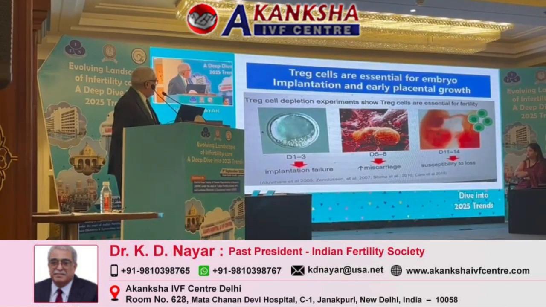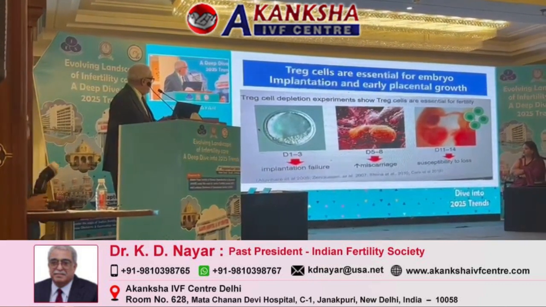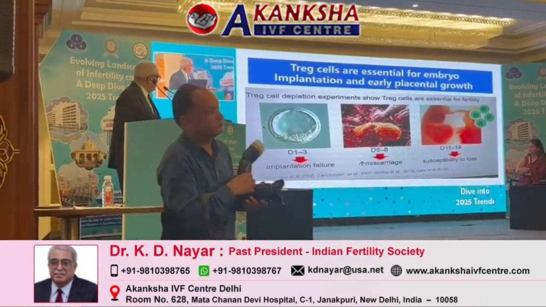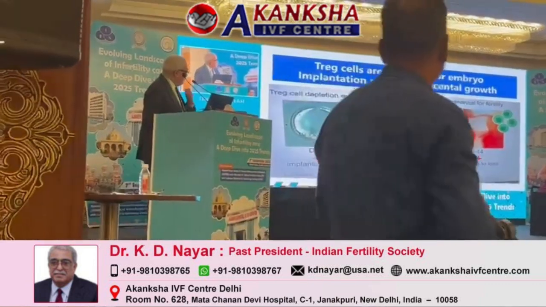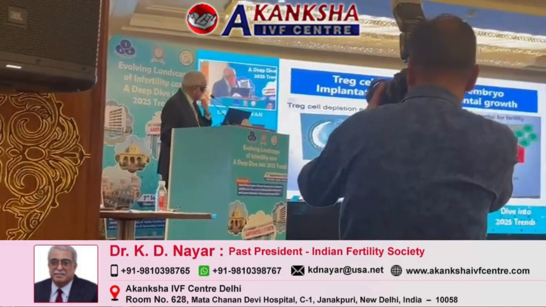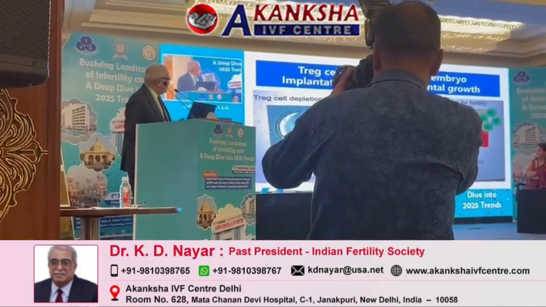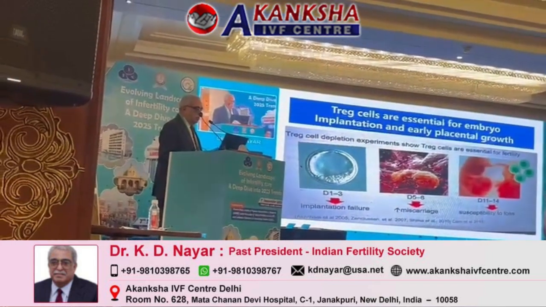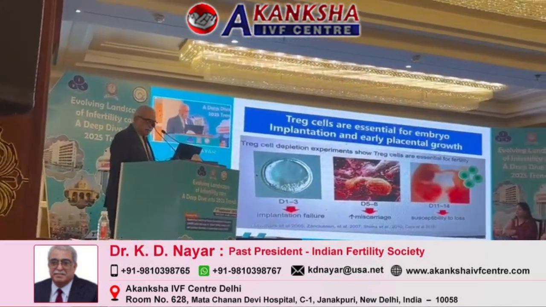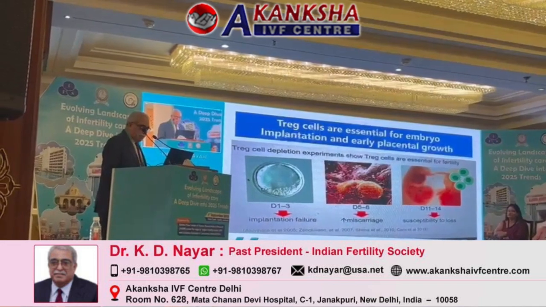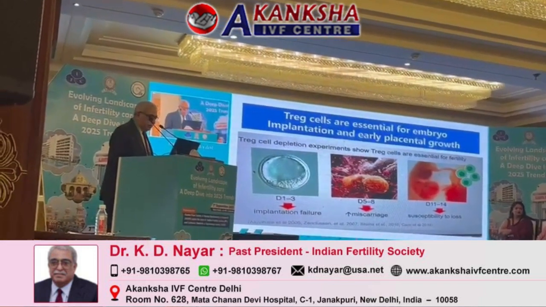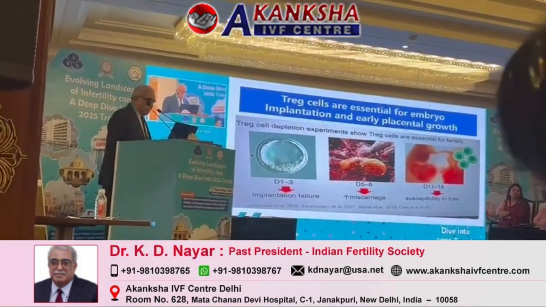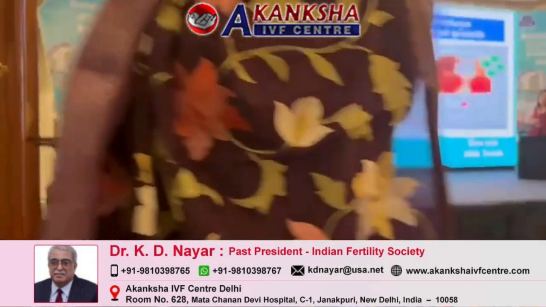If Treg cell depletion occurs in early pregnancy, day 1 to day 3, it is implantation failure. If it happens from day 5 to day 8, it can be increased miscarriage. If it happens later, on day 11 to day 14, there is susceptibility to loss. So basically, if Treg cell depletion occurs, there are chances of failure, either implantation failure or miscarriage.